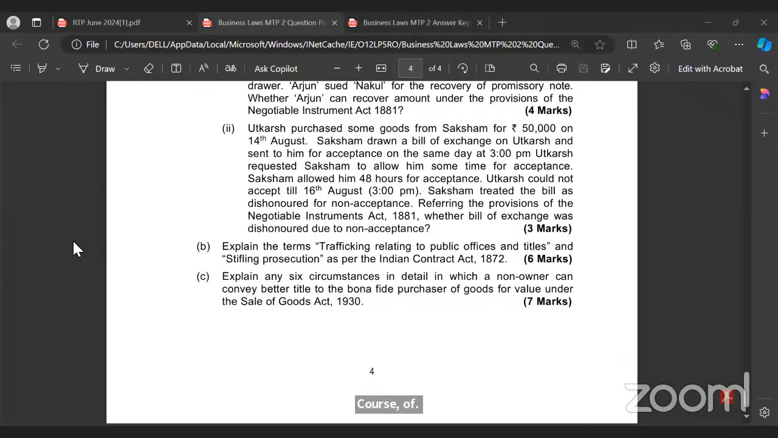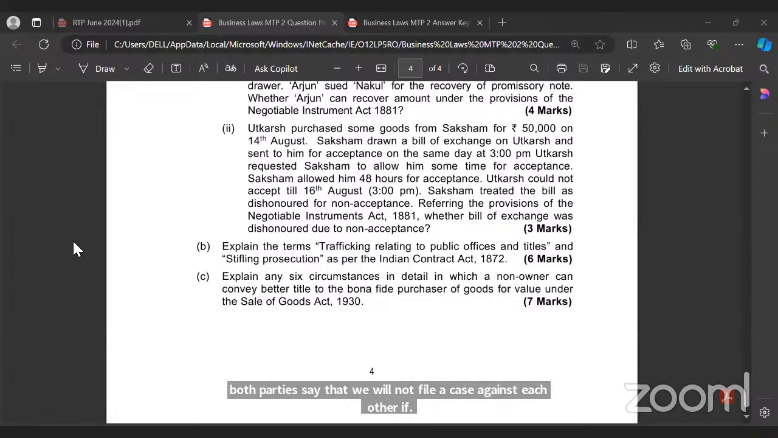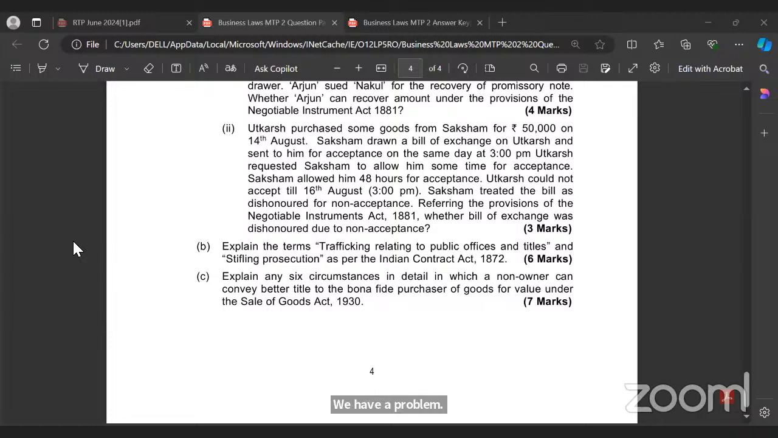Restraint of legal proceedings is when you enter into an agreement that both parties say that we will not file a case against each other if we have a problem. Ambika has a partnership with Sana and she says that if there is any issue, you cannot go to court. That is interference in legal proceedings. So all those are also null and void except for arbitration. So remember there are three things which are used similarly, but they're totally different. Understood? Yes, sir.